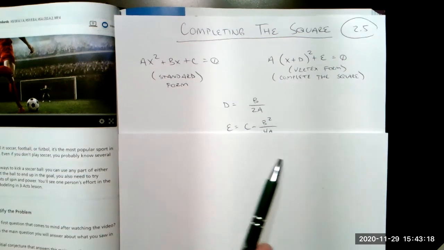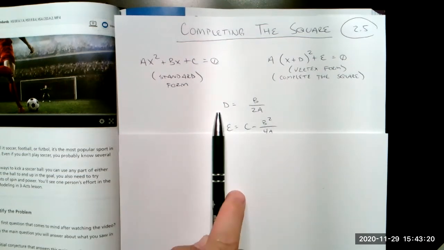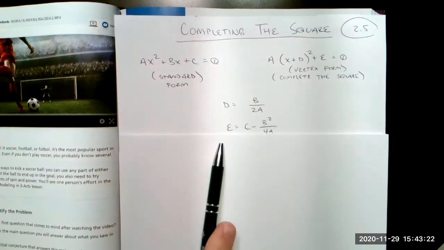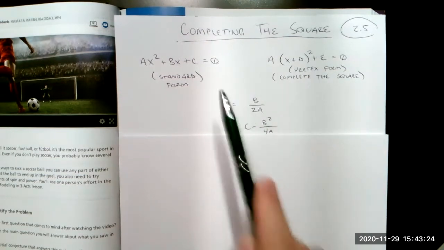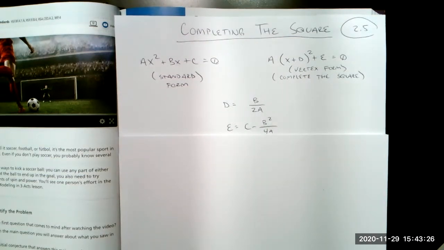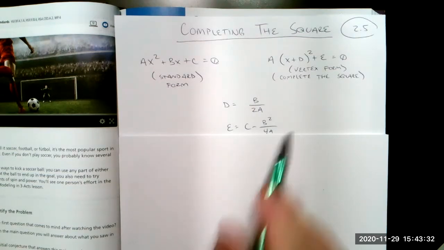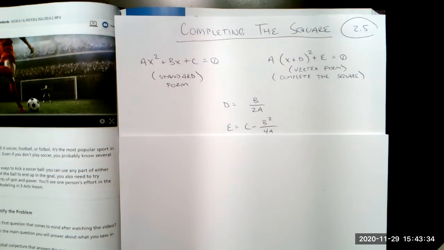Some people like this formula where you calculate D and you plug it in, you calculate E and you plug it in, and you're done. Some people don't like the formula. They just like to do the algebra steps and solve to put it in vertex form. I'm going to show you both methods. It doesn't matter to me, whatever one makes most sense, I would encourage you to use that one.